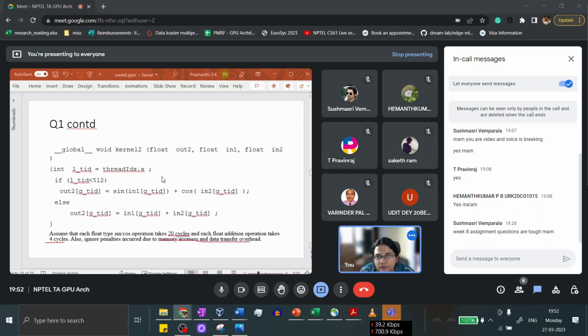Okay, let's move on to kernel 2 and I'll pause here. If you need the options again, just post a message on chat. Try and work this out on your own. Take the time and then work it out and let me know the answer.